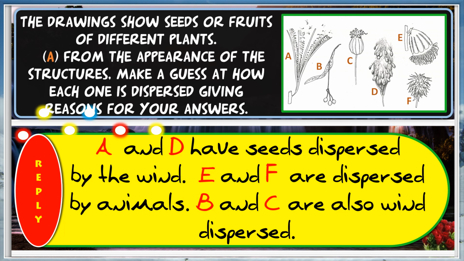A and D have seeds dispersed by the wind. E and F are dispersed by animals. B and C are also wind dispersed.